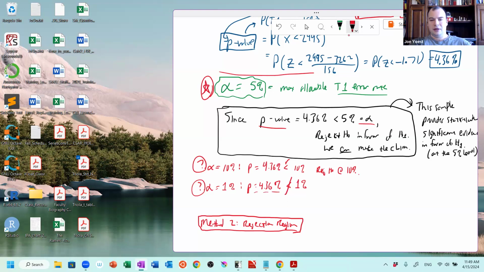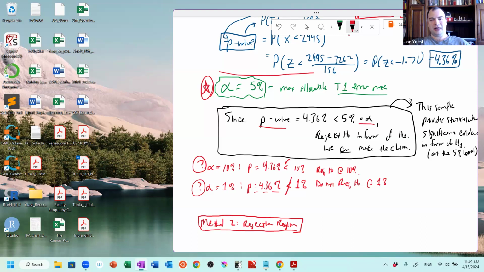The actual type 1 error rate, if I rejected under the sample, would be a little over 4%. But if alpha was 1%, if that had been chosen instead as my level of significance, the maximum allowable error rate would be 1%. The achieved error rate would be 4%. That's too much error to reject. Do not reject H naught at the 1% level.